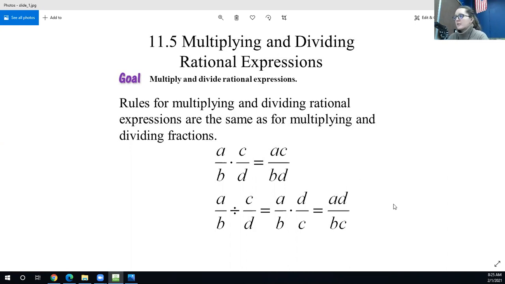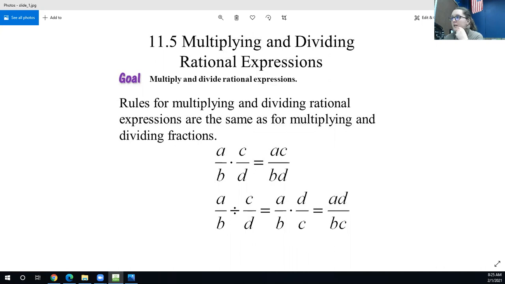So on the screen, as you can see, if you want to take this note down really quickly, just the rules for multiplying and dividing rational expressions. They're the same as multiplying and dividing fractions. So for multiplying, we're just going to multiply straight across. And then for dividing, we're going to multiply by the reciprocal of the second expression. So you can see there that C and D are flipped here. And then we're going to multiply.